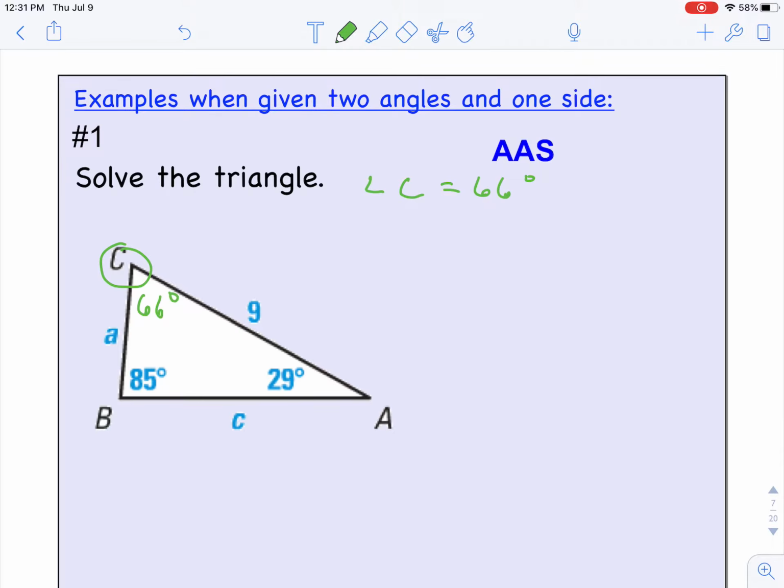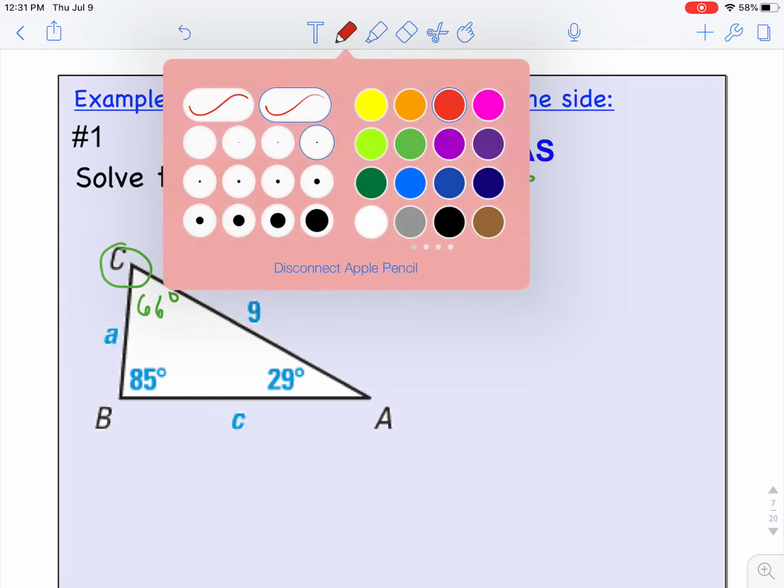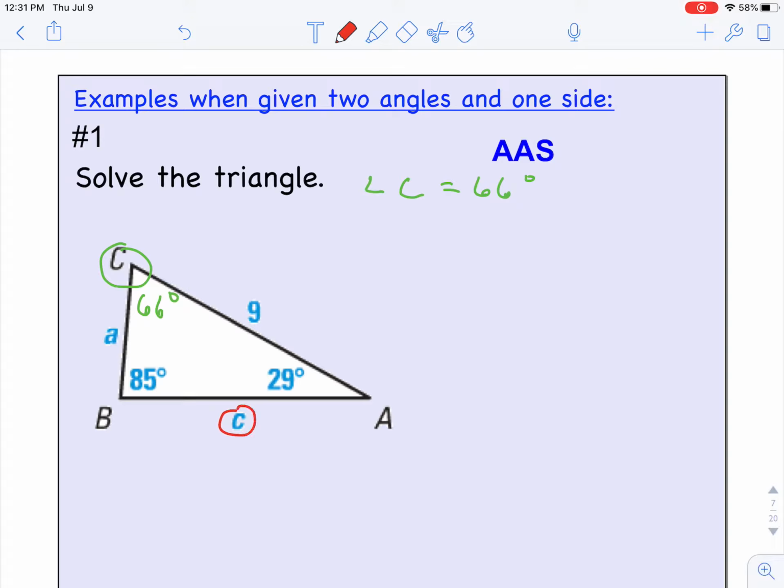So now we can't use SOHCAHTOA because we don't have a right angle. So what we're going to do is notice that in order for us to find side c right here, we are going to have to use the 66 degree angle. So we're going to set up the sine of 66 over c, which is the side that we're looking for.